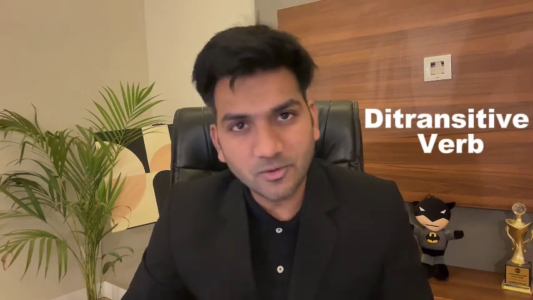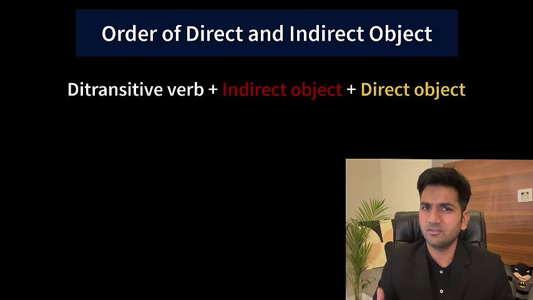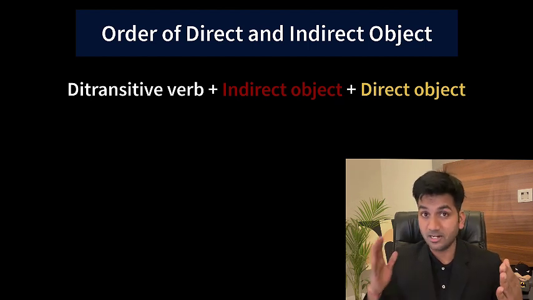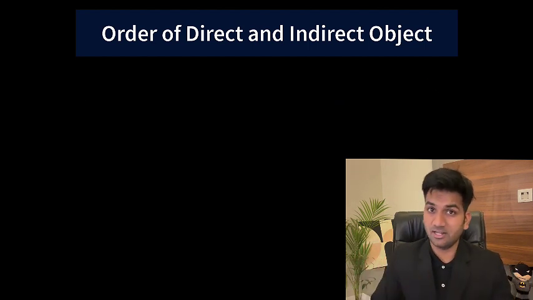Alright, guys. So when you have two objects in a sentence of the same verb, of course, and this verb is called a ditransitive verb. So when you have two objects in a sentence, the direct object and the indirect object, the usual order in which they go is first the indirect object, then comes the direct object. Let me give you an example.